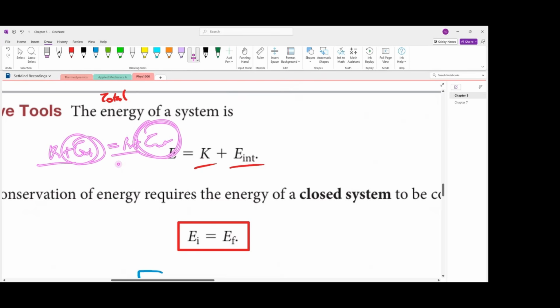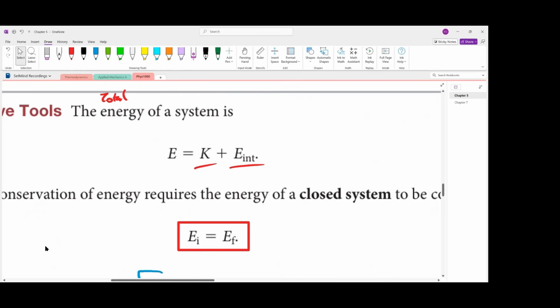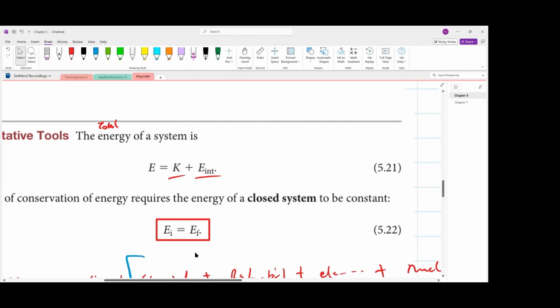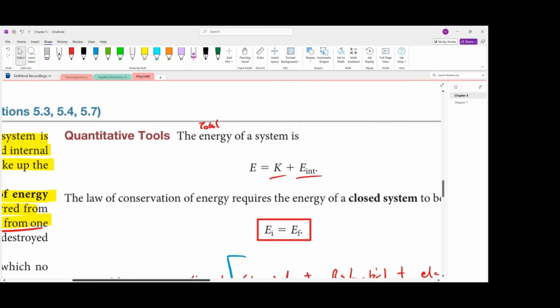We only have formulas for K. So the question could be, how do we deal with this formula? The answer is we don't really deal with it. It is pretty useless in the grand scheme of things, because in chapter 7 we look at a way of classifying energy that makes it much easier to analyze, and that's mechanical energy. We're going to get to it, so don't stress. For now, we just need to know that total energy is just kinetic plus internal.